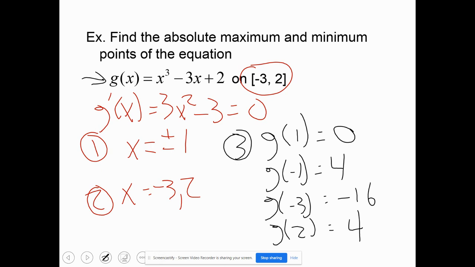So when x equals 1, you're at the point 0, right? That is the point (1, 0), if you think about it. At -1, you're at the point 4. At -3, you're at -16. And at 2, you were at 4. So the question says, what are the absolute max and min points here?